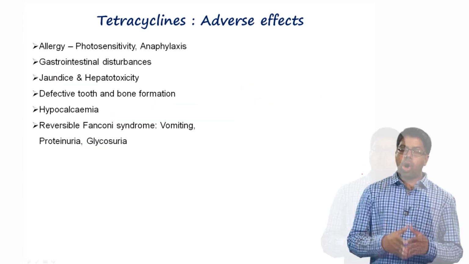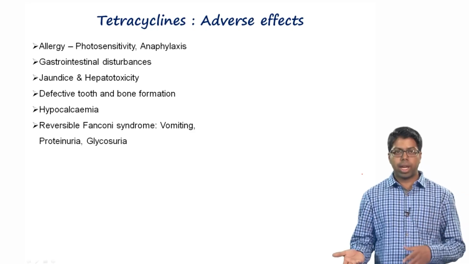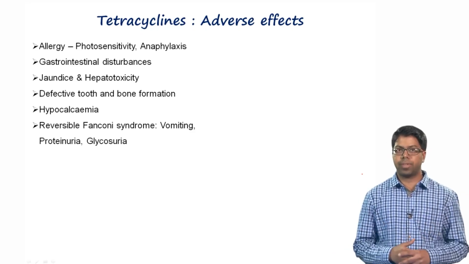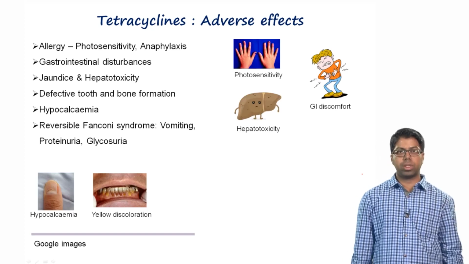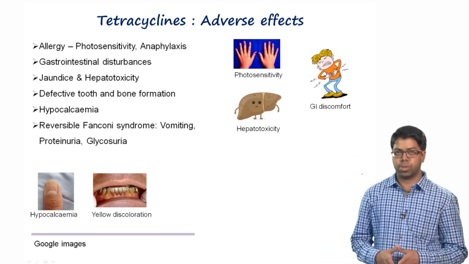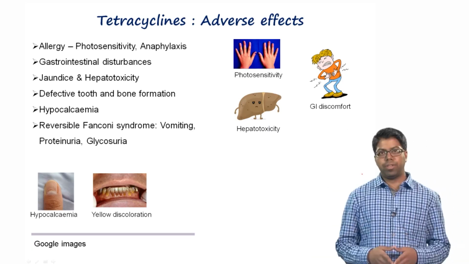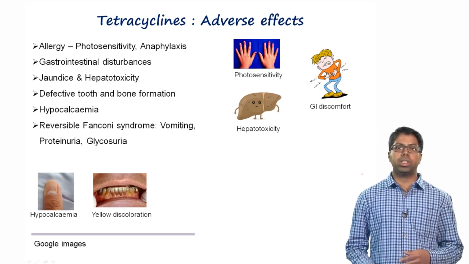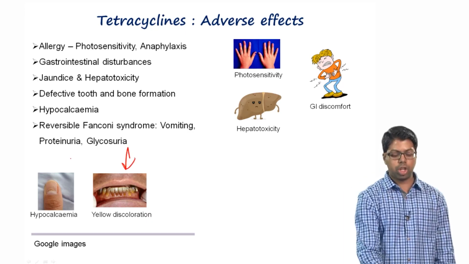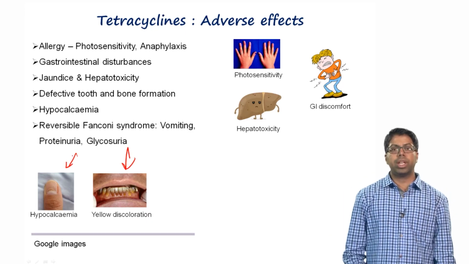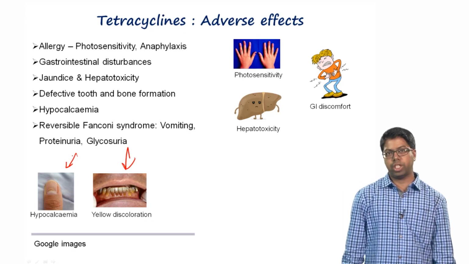As you are familiar, all drugs are associated with one or another side effect. Tetracyclines also have some side effects such as photosensitivity, gastrointestinal disturbances, and hepatotoxicity, which refers to damage to our liver cells. Tetracyclines have a strong affinity for calcium and can accumulate in developing teeth and bones, leading to discoloration of teeth and inhibition of bone growth. As a result, there is a deficiency of calcium called hypocalcemia.